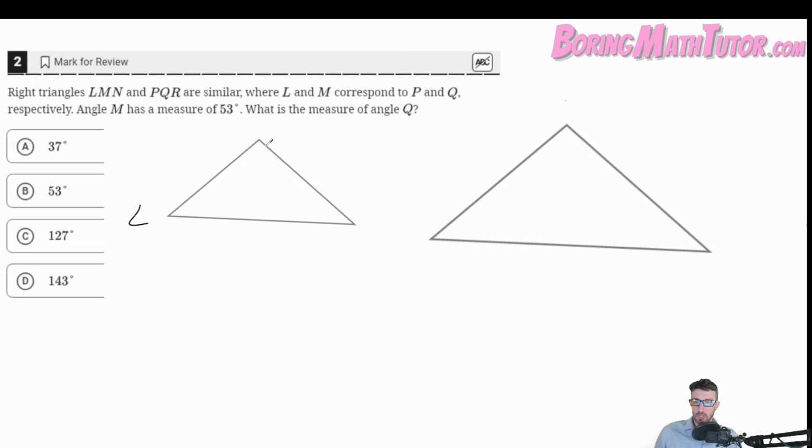So I already drew the triangles here. Maybe it's L, M, N, and P, Q, R. They're telling us L, M, N, and P, Q, R are similar. That means all of the matching angles are going to be equal. So when they give you M is 53, that means that Q must also be 53. And that's actually what they're asking about. So super easy problem.